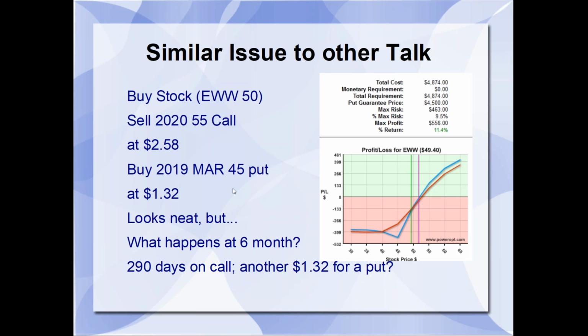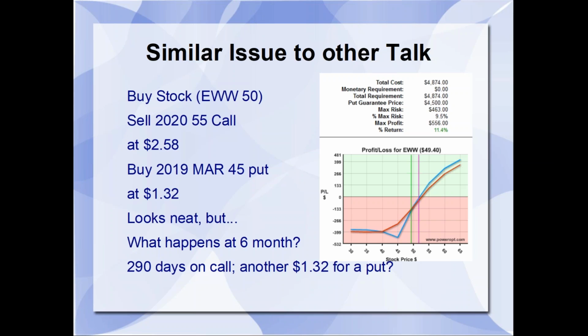But going with the same construct, when I do a standard collar, I either want the expiration of the short call and the long put to be the same, or I want the short call that I'm selling to be a shorter time frame, much like a diagonal spread that Sam mentioned. Okay? Now, what if we reverse it?